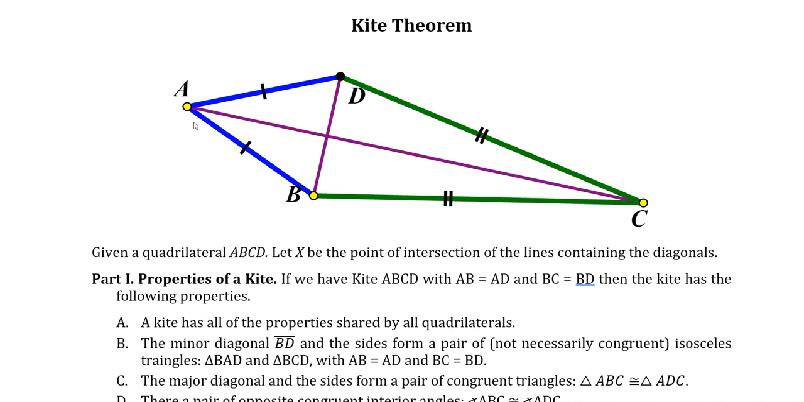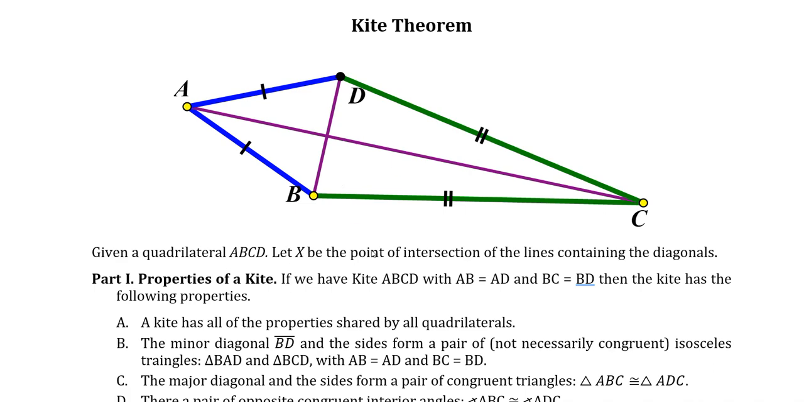So here we have quadrilateral ABCD, and it's a kite. So it has two pairs of congruent sides that are adjacent, two non-overlapping or disjoint pairs. So AD is congruent to AB and DC is congruent to BC. That's the definition of the kite. And we're going to look at the properties of the kite, including some properties of its diagonals.